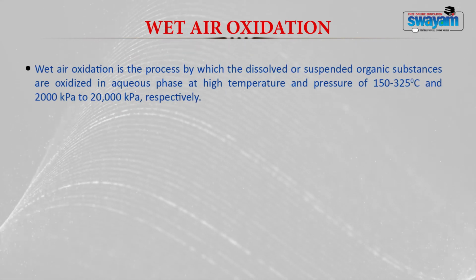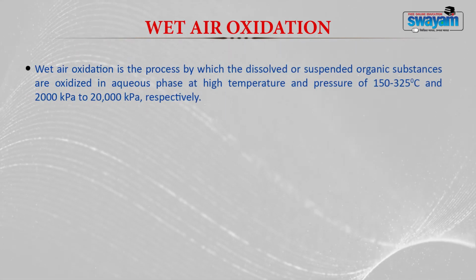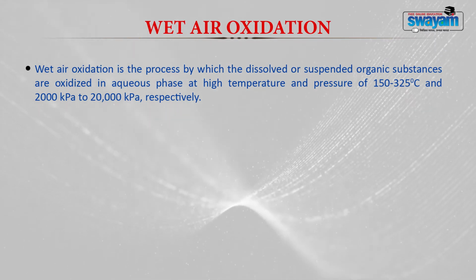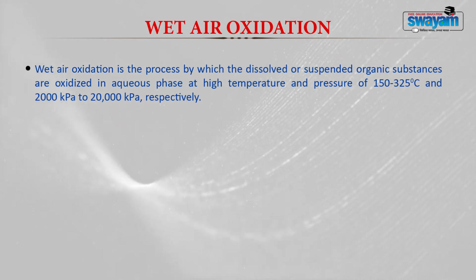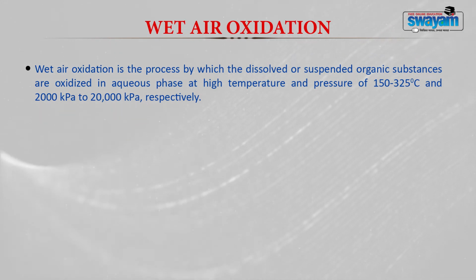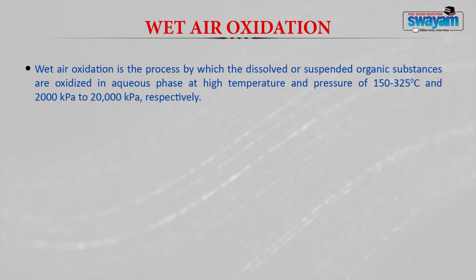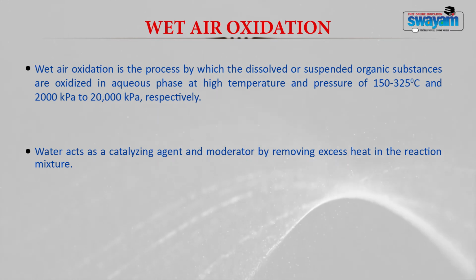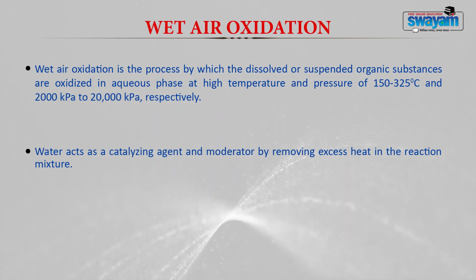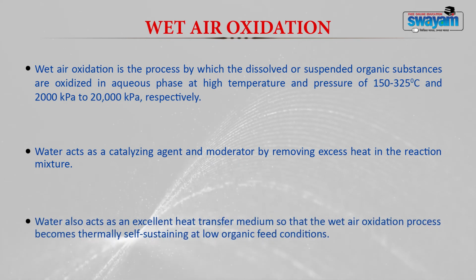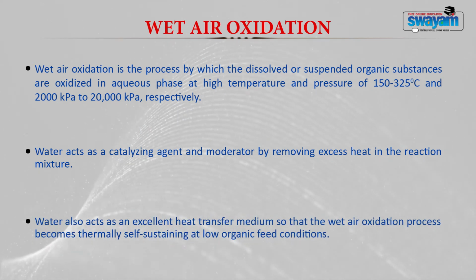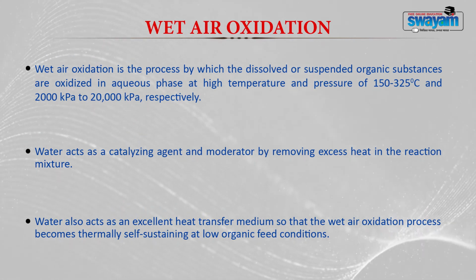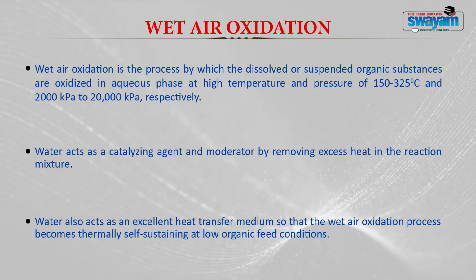Now, wet air oxidation is a process by which the dissolved or suspended organic substances are oxidized in an aqueous phase at a very high temperature and pressure of 150 to 325 degrees Celsius and a pressure of 2000 to 20,000 kilopascals. Water acts like a catalyzing agent and moderator, and it removes excess heat in the reaction mixture. The water also acts like an excellent heat transfer medium, so that the wet air oxidation process becomes thermally self-sustaining at very low organic feed conditions.